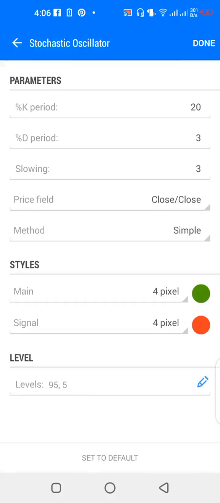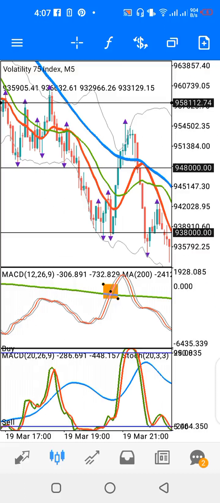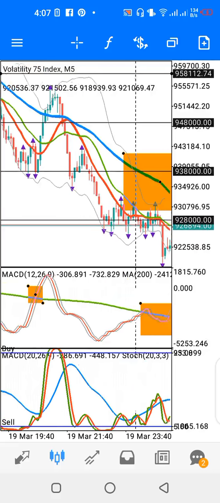For the stochastic oscillator, we have the percentage K period to be 20, the percentage D period to be 3, the slowing parameter to be 3, price field is close over close, method is simple. The color for the main style is green, while the color for the signal style is red. If you look at the levels, we have 95 and then we have 5. Color is blue.